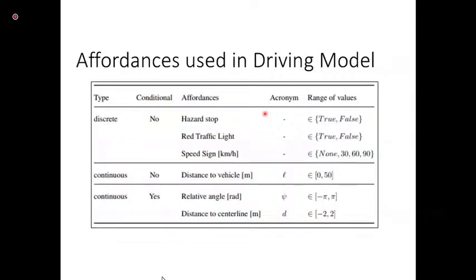Then there are three more continuous affordances. One is distance to vehicle. It is basically the distance to the vehicle in front of you. If the vehicle is very far away, you just predict 50. Otherwise, you predict the actual distance. And if you are very close, then you predict 0.